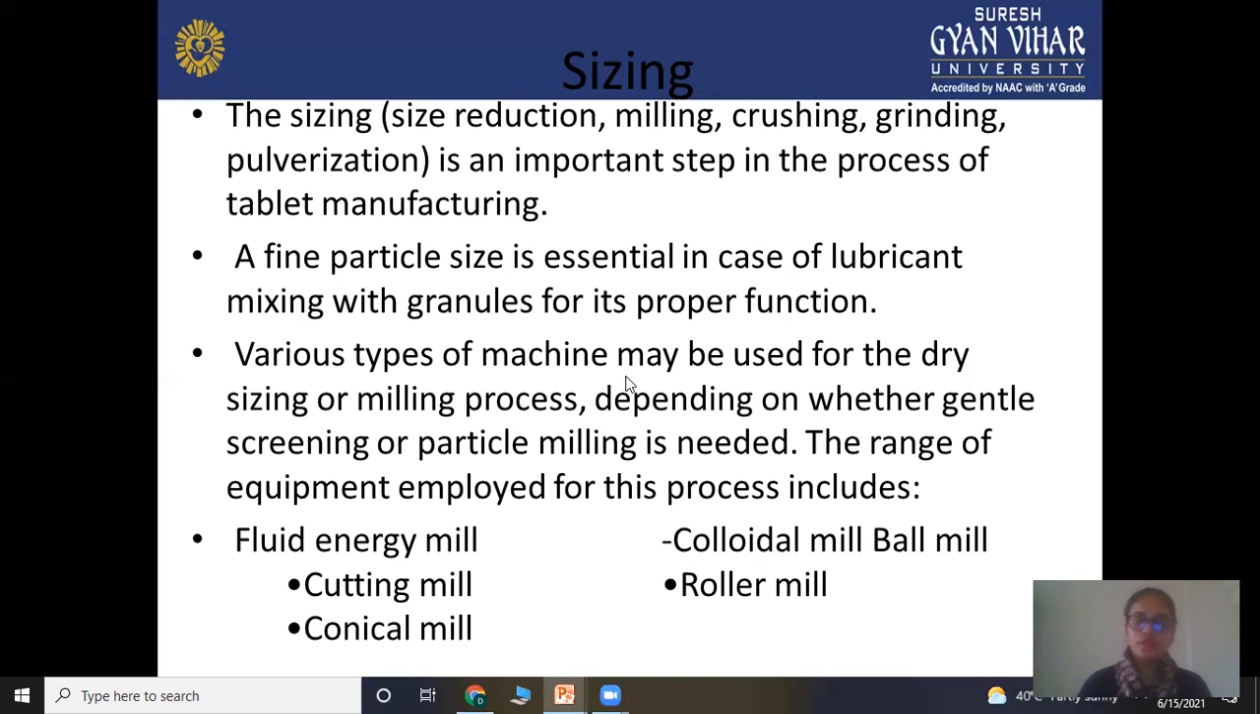And this is a very important step for tablet formulation. You can improve this sizing with the help of lubricant also. And remember these types of machines or mills, which play an important role in the sizing process: the fluid energy mill, cutting mill, conical mill, colloidal mill, and roller mill are the sizing machines.